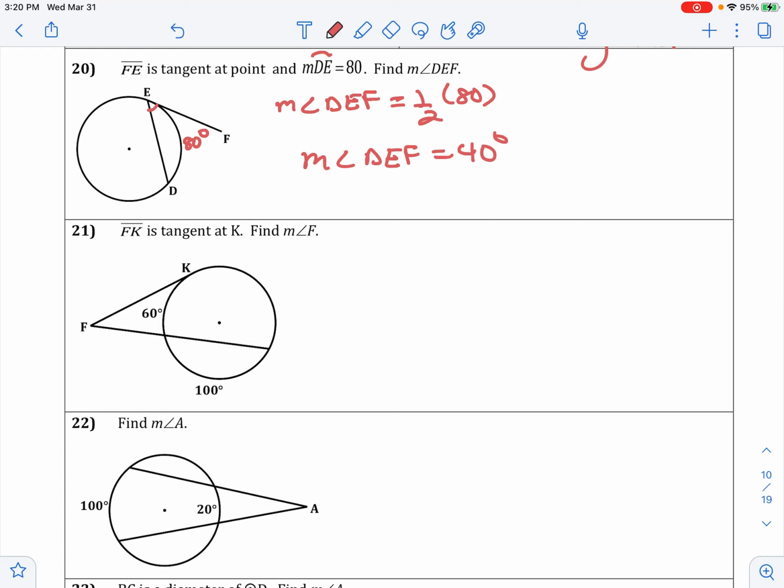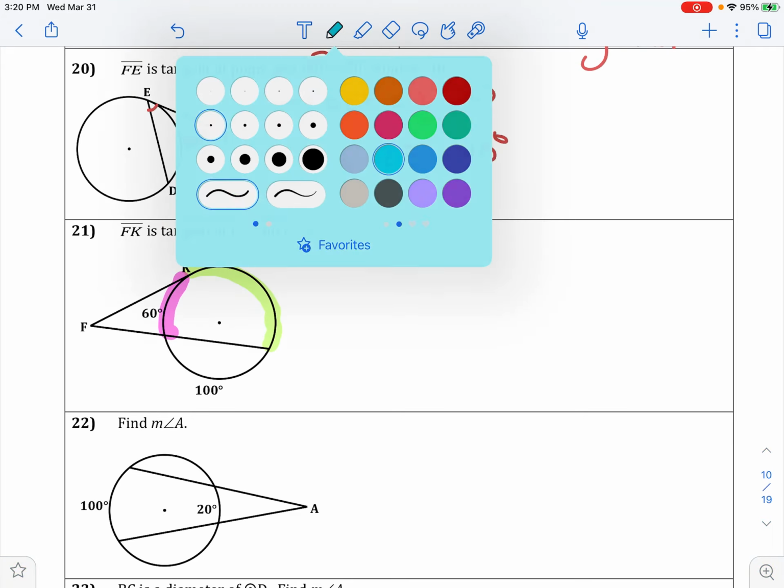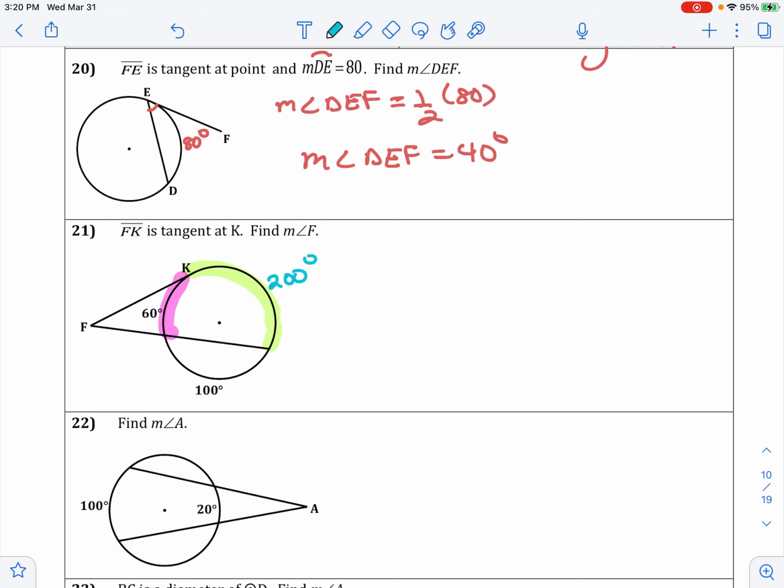Now number 21 says that FK is tangent at K and find the measure of angle F. Now F is outside the circle. So outside the circle means I need big arc, take away small arc. I know small arc, but I have to get the big arc. So remember, a circle adds to 360. So if I have 160 already, that leaves 200 for the rest of the circle. So that's actually 200 degrees there.